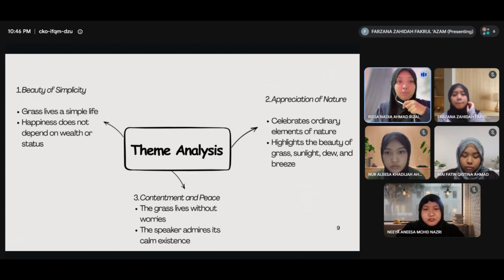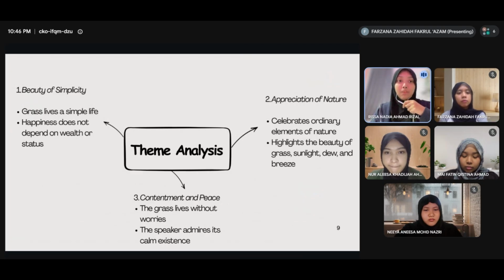And secondly, the poem highlights the appreciation of nature. Emily Dickinson portrays nature as lively and full of gentle movement, such as butterflies, bees, breeze, and also sunshine. These natural elements are not shown as chaotic, but instead as harmonious and meaningful. So this reflects the poet's deep appreciation of nature and its quiet beauty.